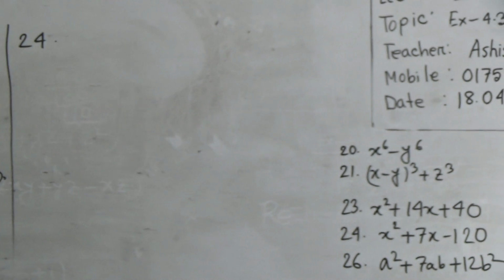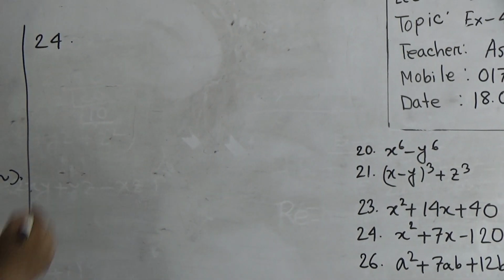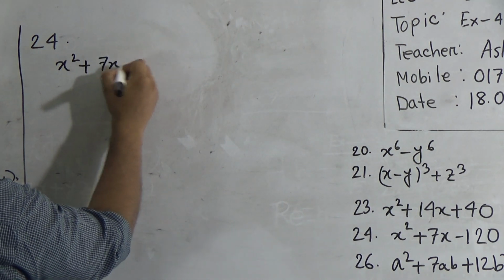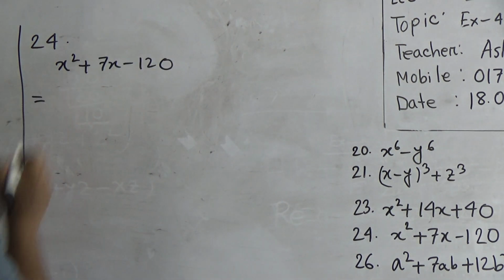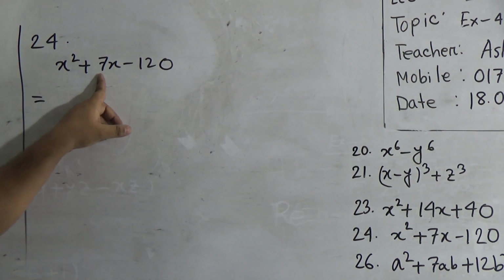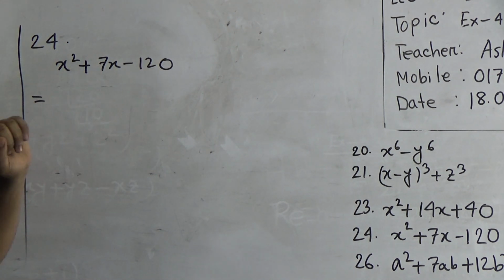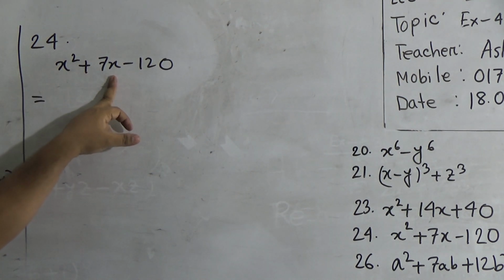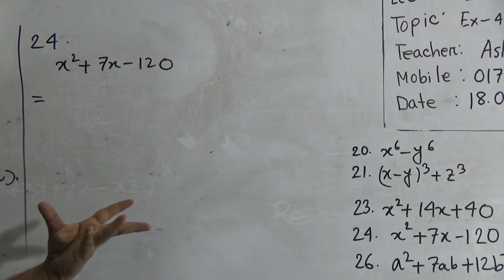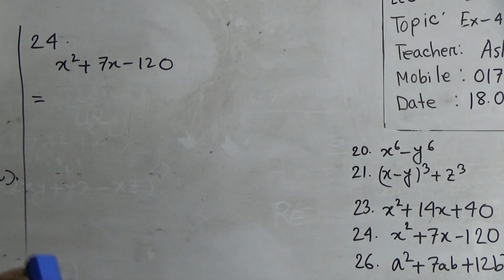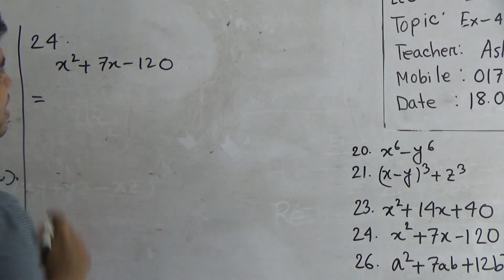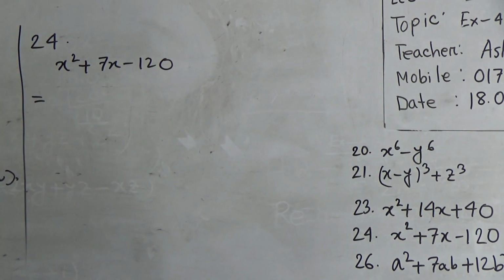This is similar to question number 3. Here you notice x square plus 7x minus 120. Dear student, notice, we want to break this middle term. Okay, here plus 7x, that means we break this 7x and we do addition or subtraction. Notice, the constant term carries a minus sign, so we do subtraction.